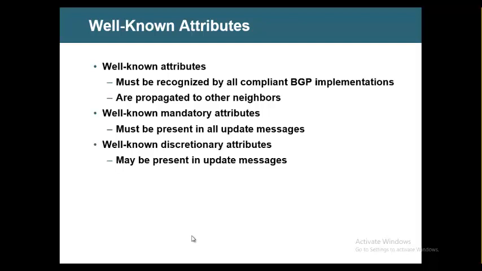So, a well-known discretionary attribute may be present. See, it is well-known only. Everyone knows that there is an attribute called local preference. But it is not mandatory to be seen.